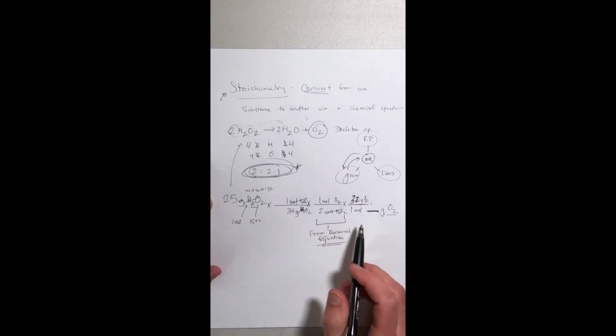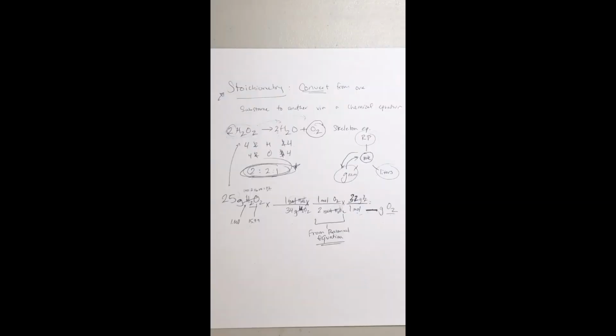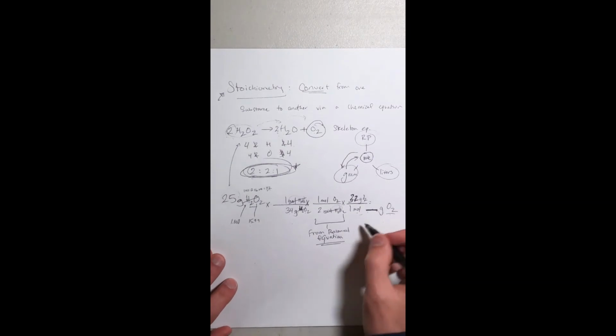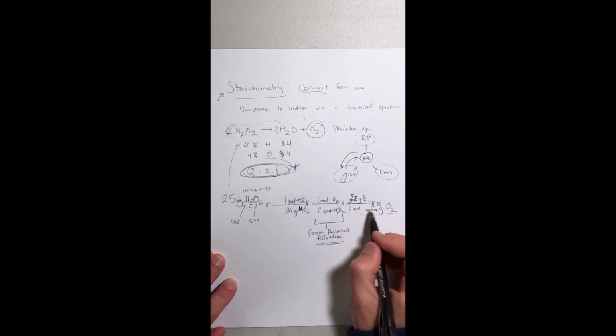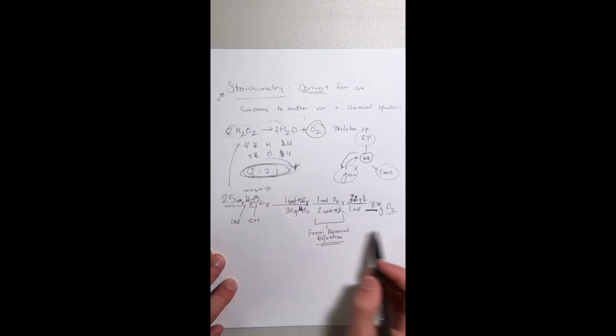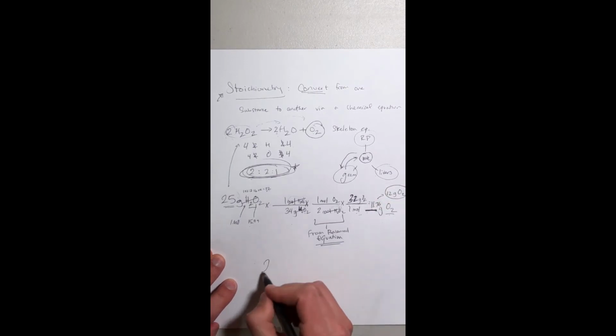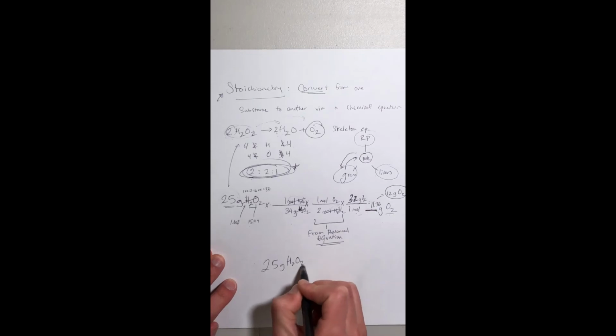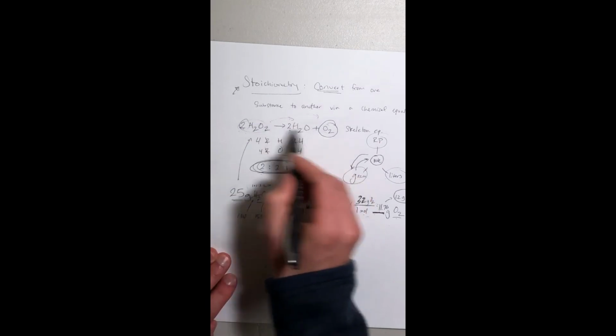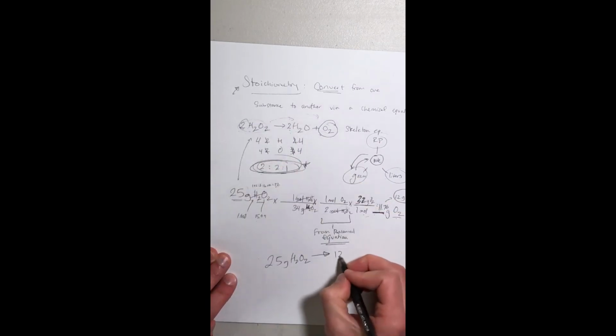So now I just take out my calculator and multiply the top, divide the bottom, and I'll get my answer. So my answer is 11.76. What I'm going to do is round that to the sig figs that I started out with. So it's going to round up to 12 grams of oxygen. Okay, so what does that mean? If I have 25 grams of hydrogen peroxide, that will decompose completely via this chemical reaction. And when it does that, I'm going to get 12 grams of oxygen.